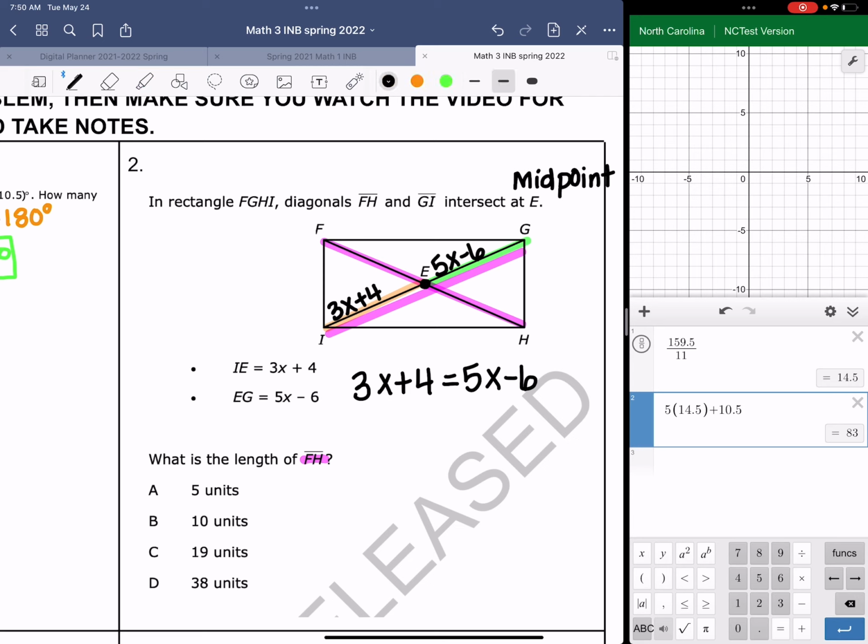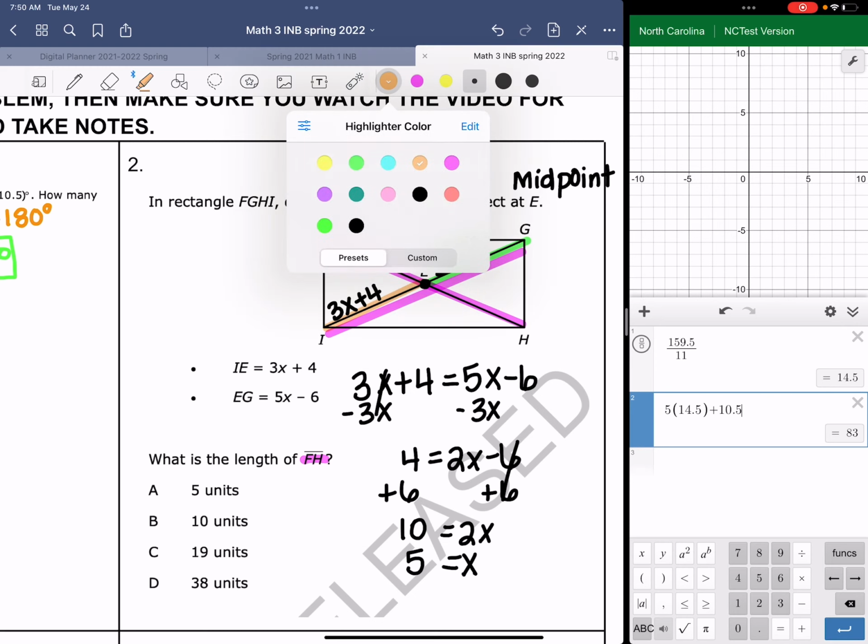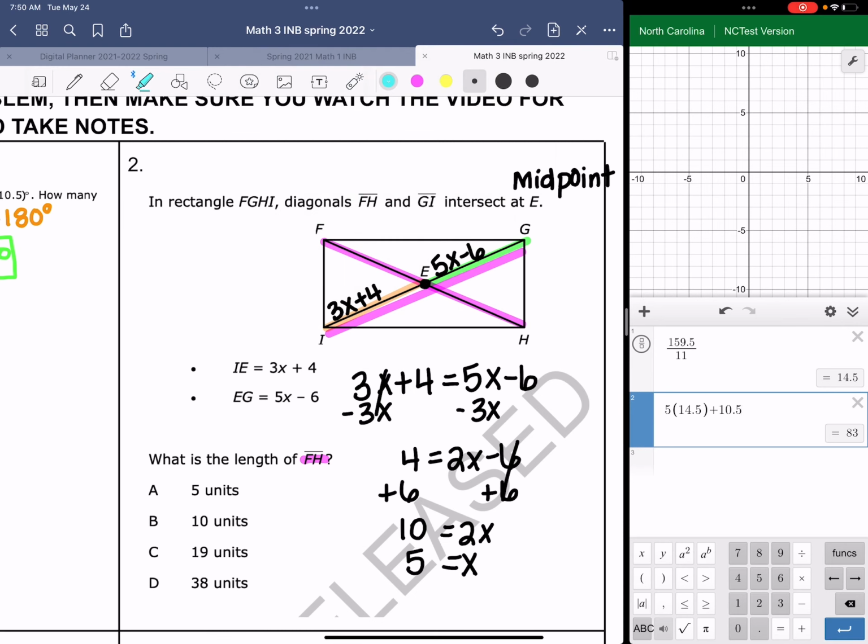So I'm going to solve the equation. So I'm going to subtract 3x so I don't have any negatives, and that is going to give me 4 equals 2x minus 6. I'm going to add 6. And then 2x equals 10. So we know x equals 5. So again, I'm now going to take what x is equal to, and I'm going to take 5, and I'm going to plug it in for x.